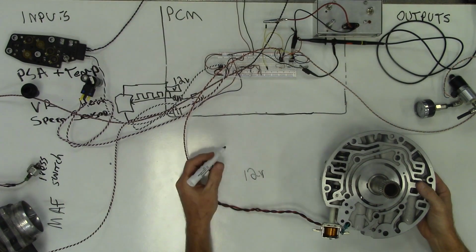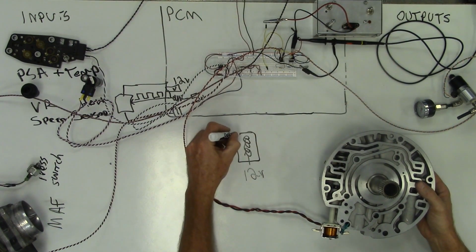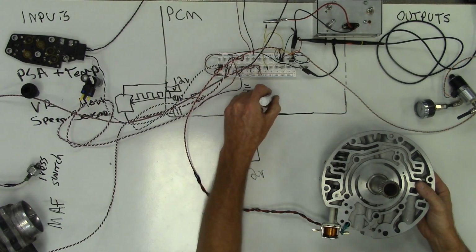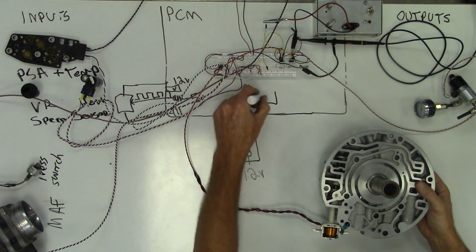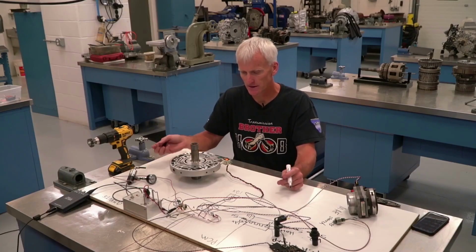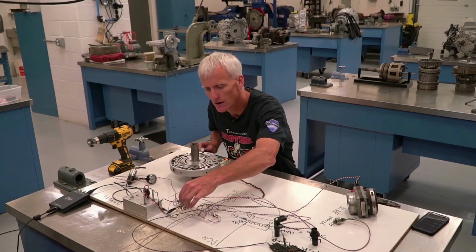And it's going to be wired up pretty much the same way. I've got 12 volts coming in, and it's going to go through my coil, my solenoid, and then it's going to go to a transistor to ground, and the computer is just going to control power to the base of that transistor. It's simple as that.